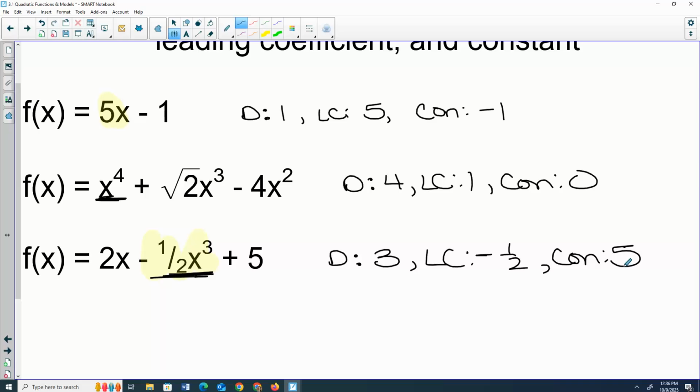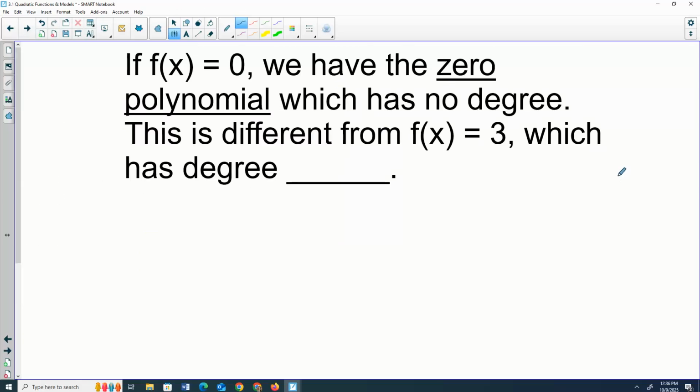Something to note, if you have f of x equals 0, that's called the zero polynomial, and the standard is to say that has no degree, because I can't specify. Isn't 0 the same thing as 0x, or 0x squared, or 0x to the third? So there isn't just a single x power that works there, so it has no degree.